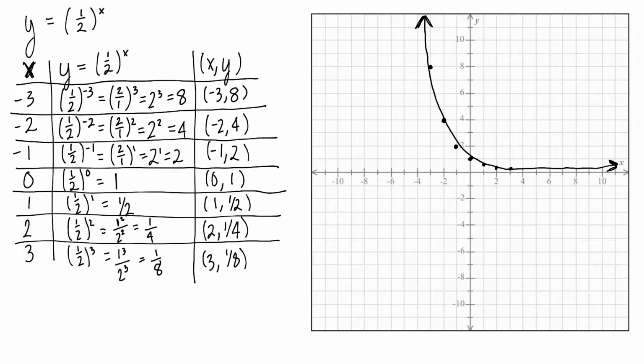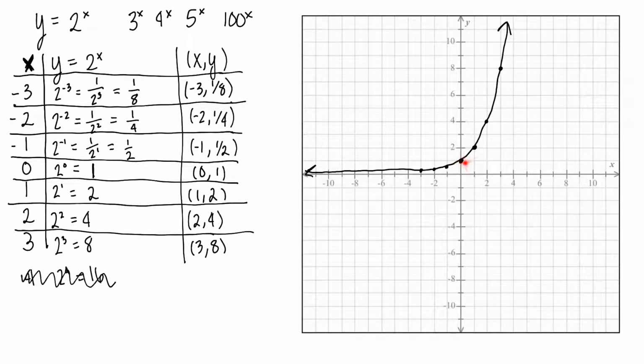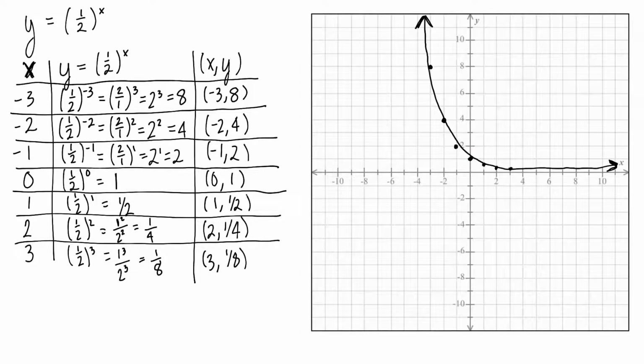What you'll notice is that with both graphs, what's the same is that they both cross at 1, right? They both cross at 1, and they both have horizontal asymptotes at y equals 0. So let's go ahead and write down some of these important properties of f of x equals a to the x. All right, so 1.